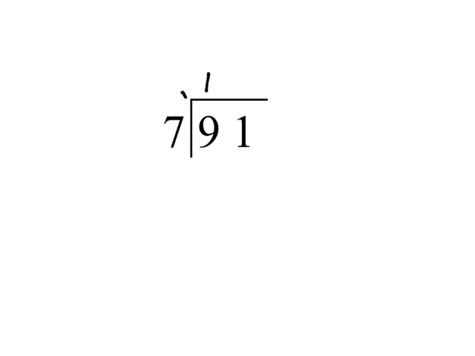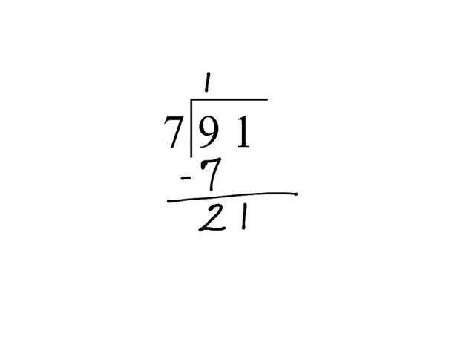Then we're going to say 1 times 7 is 7, and 9 minus 7 is 2. Now I call this a checkpoint. Is 2 less than my divisor? It is. So far, so good. Now I'm going to bring this 1 down.